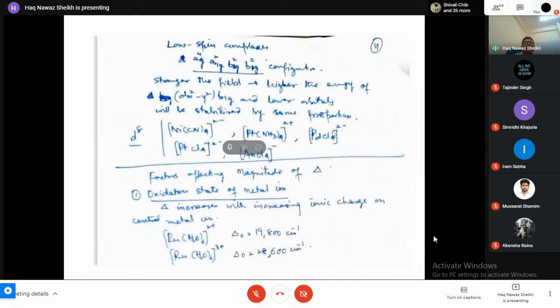And lower orbitals will be stabilized by the same proportion. Examples of the complexes are nickel tetracyano, nickel platinum; these are all d8: platinum 2+, palladium 2+, platinum 2+ again, and gold 3+, that is d8.